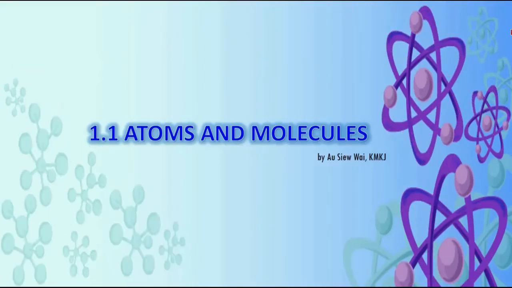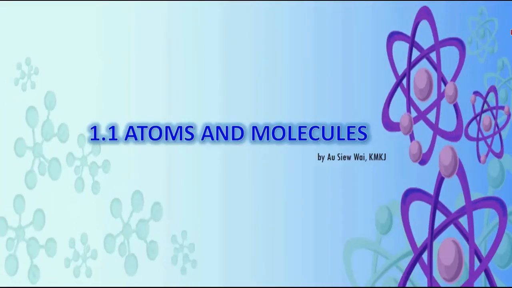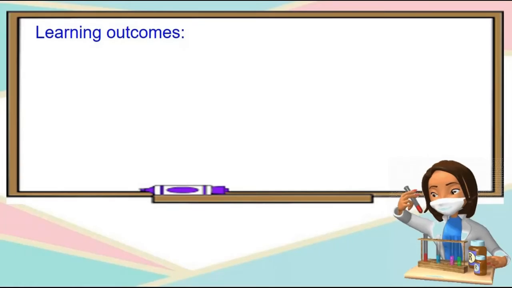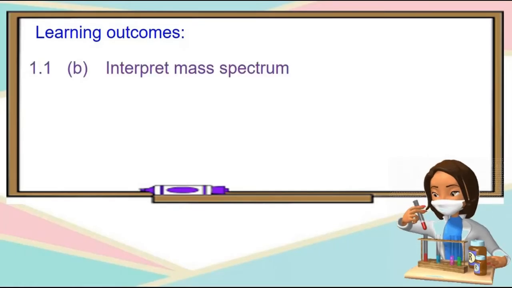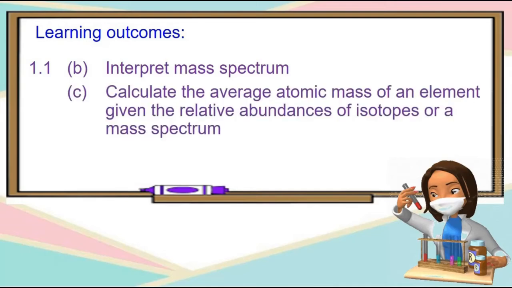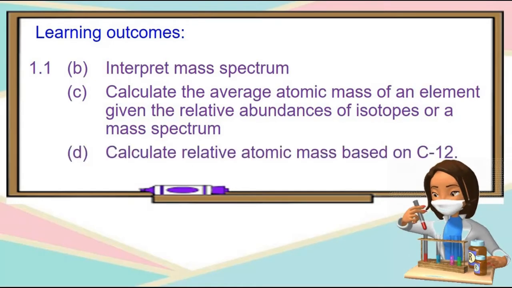1.1 Atoms and Molecules. Learning Outcomes. 1.1b Interpret mass spectrum. C. Calculate the average atomic mass of an element given the relative abundances of isotopes or a mass spectrum. D. Calculate relative atomic mass based on carbon 12.